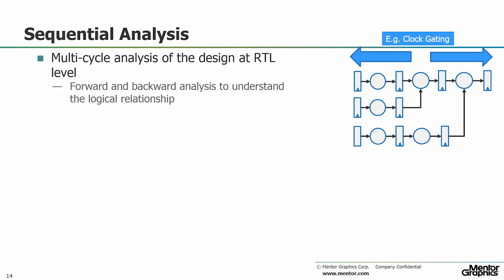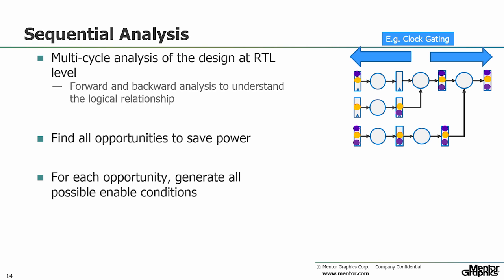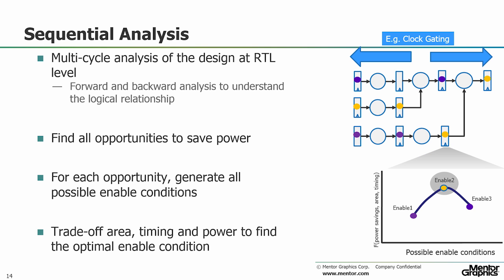Using the deep sequential analysis of the design, all the opportunities to save power can be found. And for each opportunity, initially all possible enable conditions are generated. And among all the possible enable conditions, trade-off analysis is performed in terms of area, timing, and power. Based on this trade-off, the most optimal enable condition is chosen to clock gate the registers.